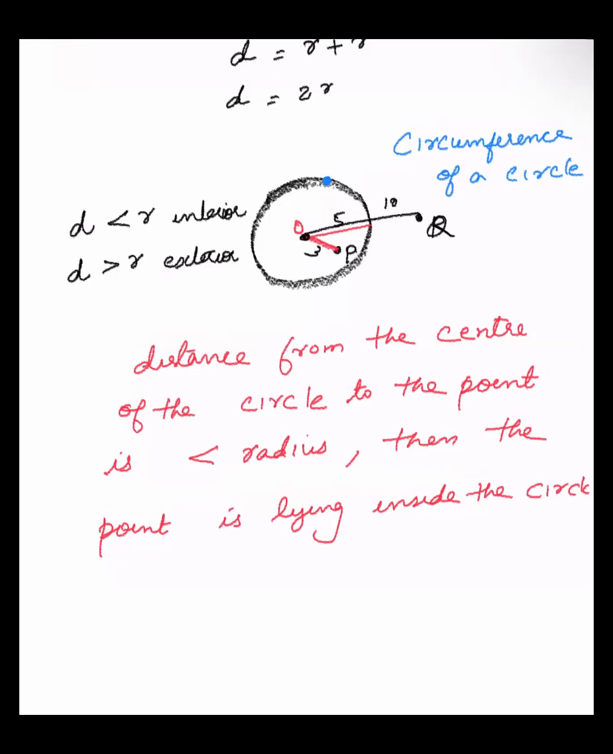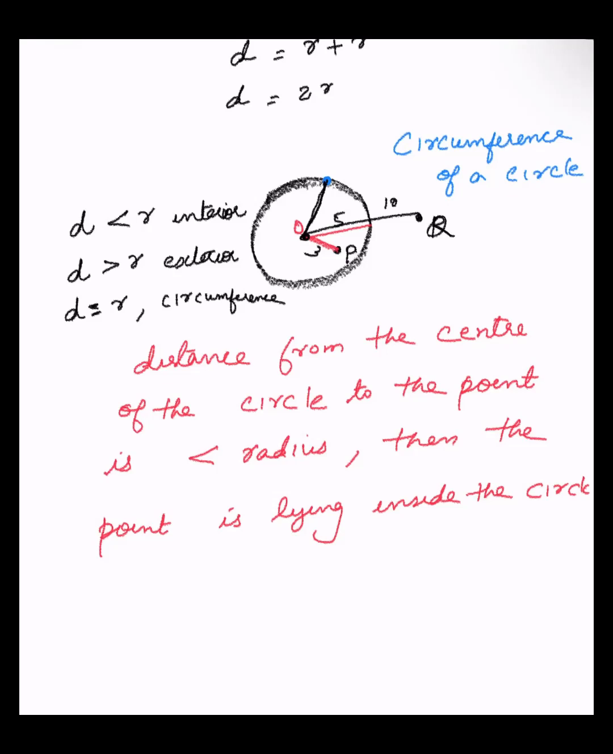Now, the distance and the radius both are same. Same means D equal to R. The distance from the center of the circle to the point, assuming this is the point, the distance and the radius are equal. Then the point is on the circumference of the circle. Understood? So these three are the conditions.